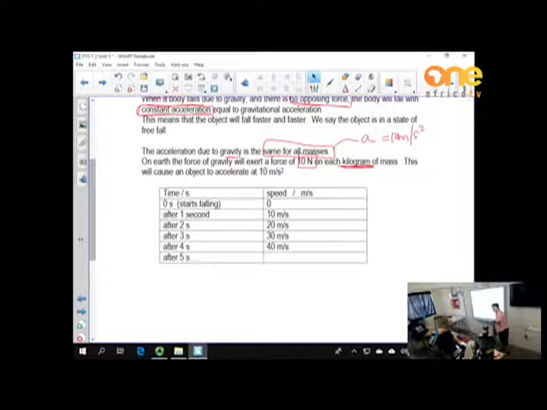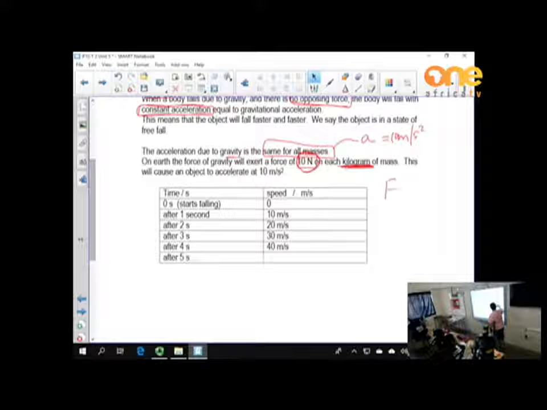So in terms of the matter, gravitational acceleration implies that any object will accelerate at 10 meters per second squared, which effectively means for every 1 kilogram of mass, a force of 10 Newton will be exerted on that object.